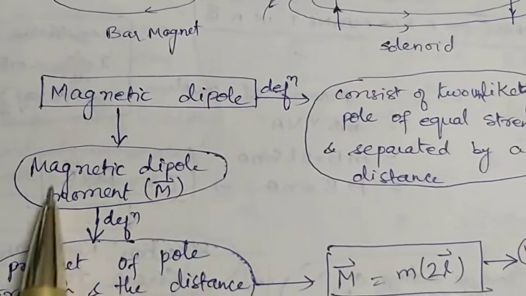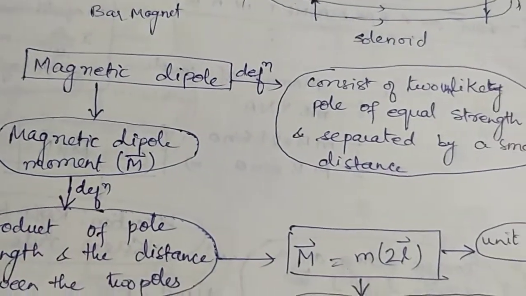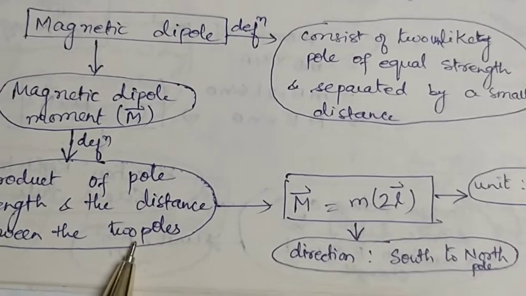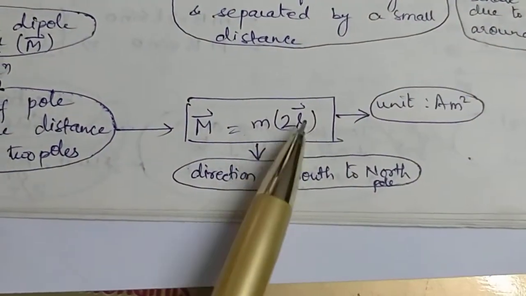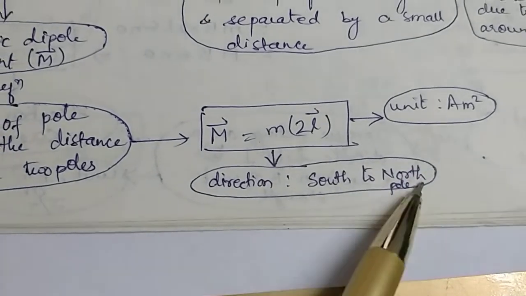And magnetic dipole moment, how do you measure this? It is measured with this quantity. It is the product of the pole strength, of one of the poles, and the distance between the two poles. M is equal to small m into 2L. The unit is ampere meter square, and the direction is from south to north pole.